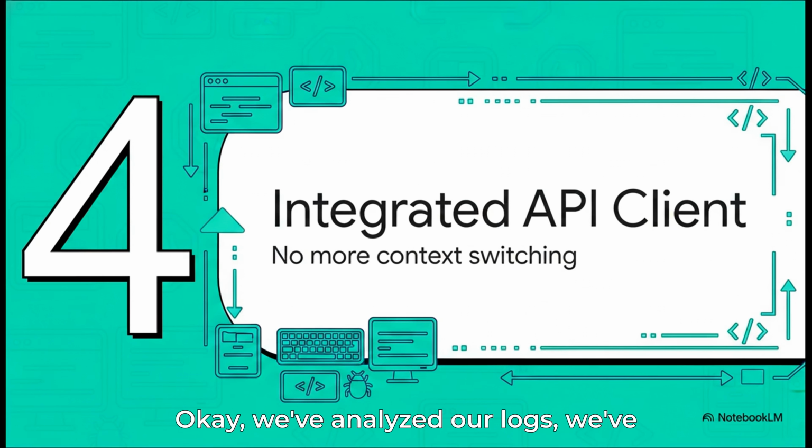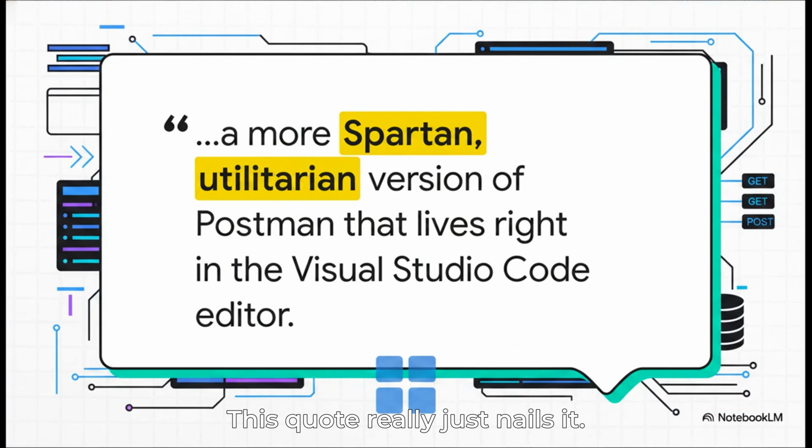Okay, we've analyzed our logs, we've fixed our configs. Now it's time to actually test a fix or try to reproduce a bug, which almost always means firing off some API calls. But guess what? You don't have to leave the editor for that either. This quote really just nails it. There's an extension called REST Client, and it gives you all the core power of a tool like Postman, but it's lightweight, fast, and it lives right inside your workspace.